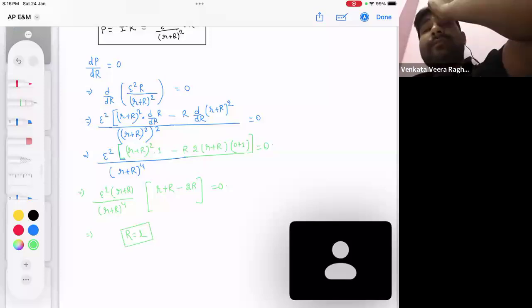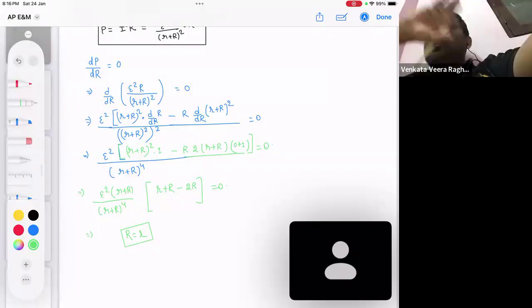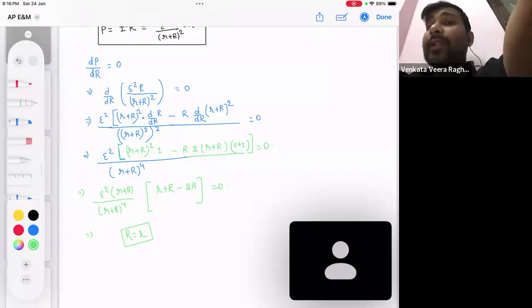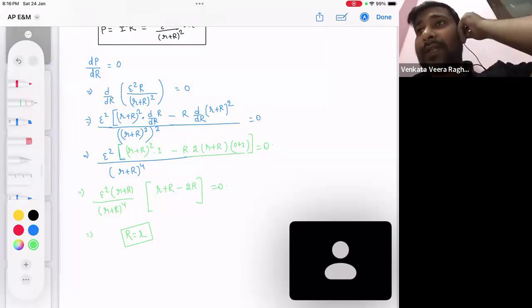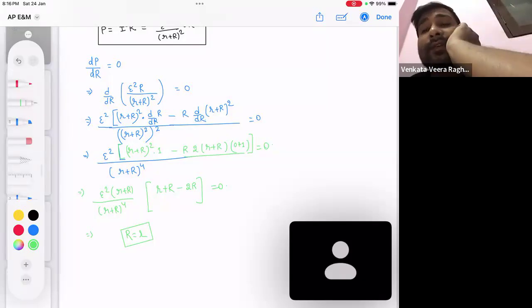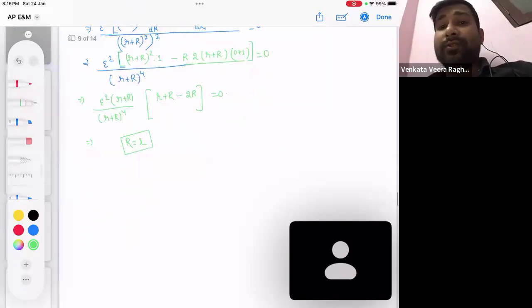So this expression tells us that maximum power will be transferred through an external resistance when that external resistance becomes equal to what? The internal resistance. Understood? So when the external resistance becomes equal to internal resistance, at that resistance value, the maximum power will be transferred through the external resistance.